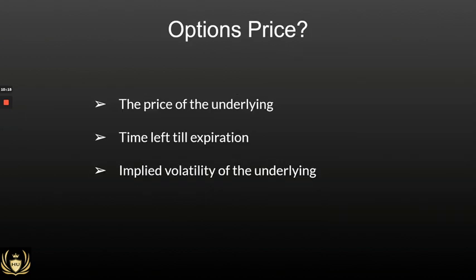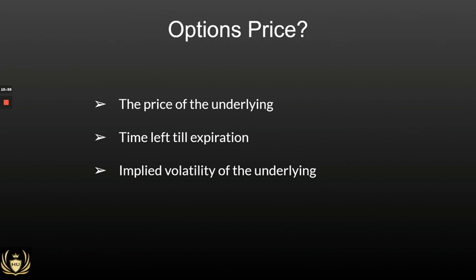So by this time you understand what a call option is, what a put option is, and based on how they are defined, you're starting to understand what would affect the price of an option, the price of that contract. It has to be the stock price on which the contract is. In case of Apple, the stock price of Apple will affect the price of the option. The time left till expiration. Because the more time we have, the more the chances of the option to be profitable.